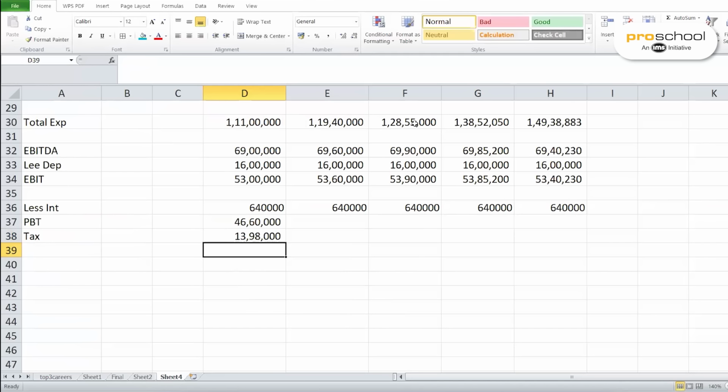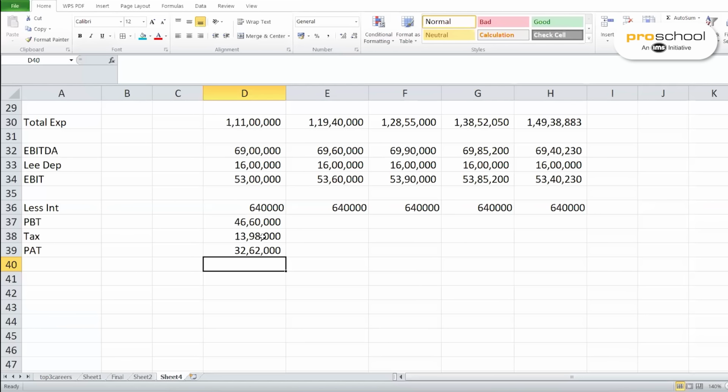And my tax will be 13,98,000. And then I can take profit after tax, which will be equal to profit before tax minus the tax. So 32,62,000 is my profit for the first year. Finally we get to see some interesting figure, right?